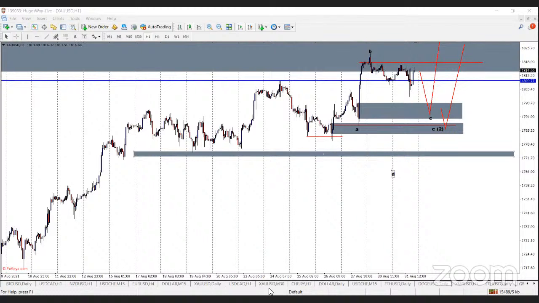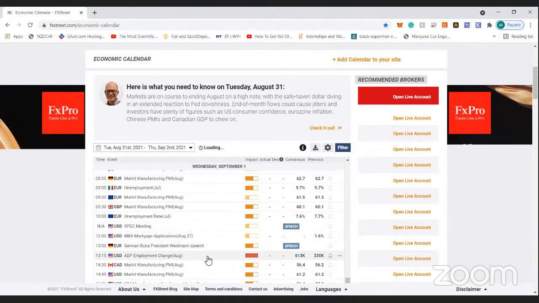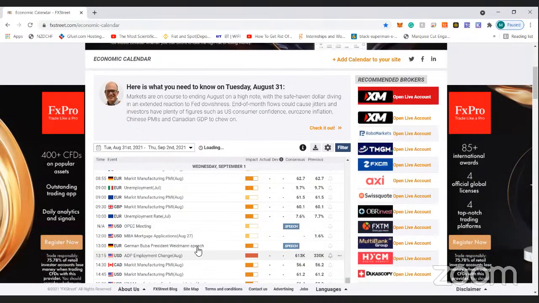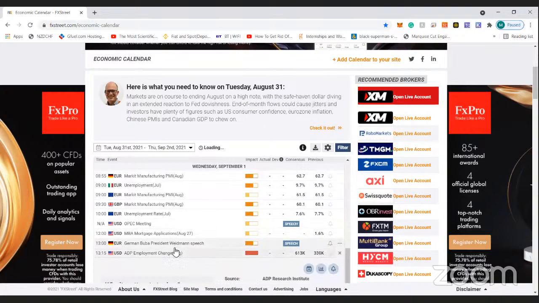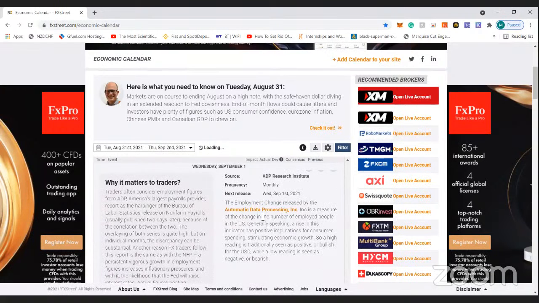Let's quickly go over to the news. Let's have a look at what's going on here. So with the news at the moment, the ADP news for August is coming out at 1:15 GMT tomorrow. So if you can recalculate for your time, then you would know. Now the ADP, okay, are the largest payroll company in America. Okay, if you don't want to believe me for it, you can check it right down here. So the ADP Research Institute, okay, so Automatic Data Processing, Inc. is a measure of the change of employment.